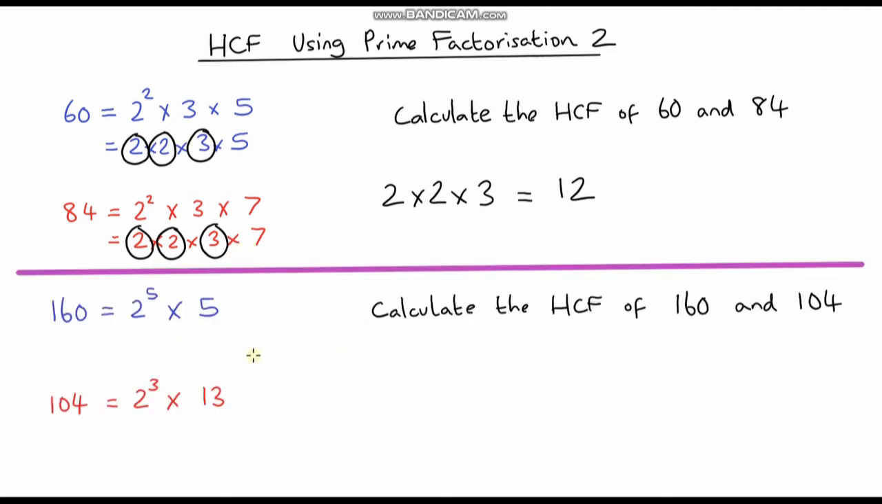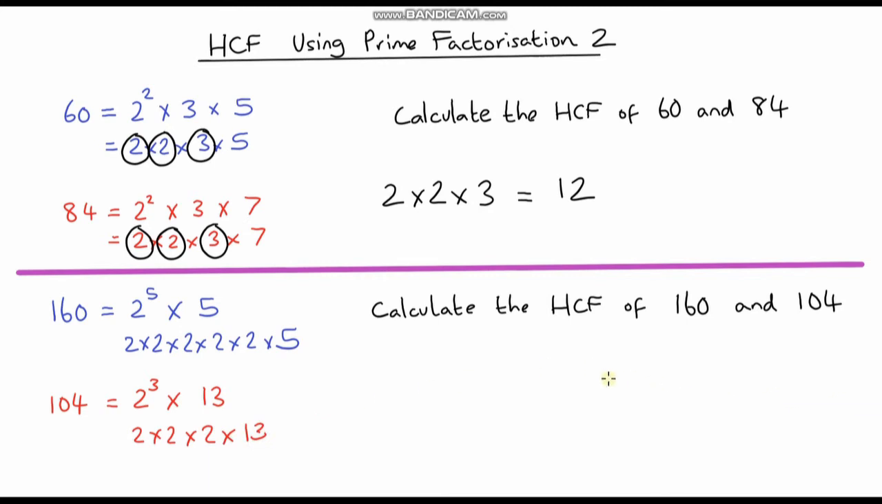Okay, so let's do another example. Here we've got the prime factorisation of 160 and also the prime factorisation of 104. And we're asked to calculate the highest common factor of 160 and 104. So just like before, I'm going to write it out in full because sometimes it's easier to identify the factors if we write it out in full. So 2 to the power 5, that's the same as 2 times 2 times 2 times 2 times 2. We're multiplying 2 by itself 5 times, and then we're multiplying by 5. If we do the same with 104, we've got 2 times 2 times 2 times 13.